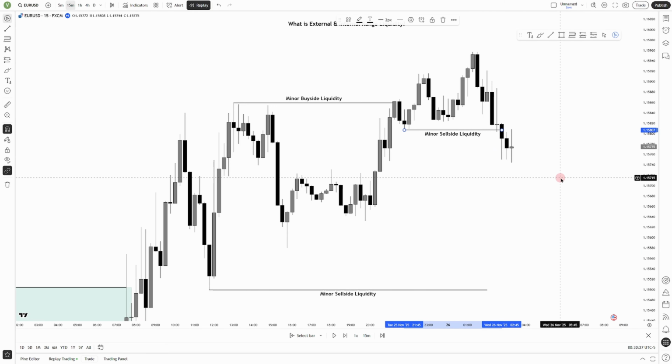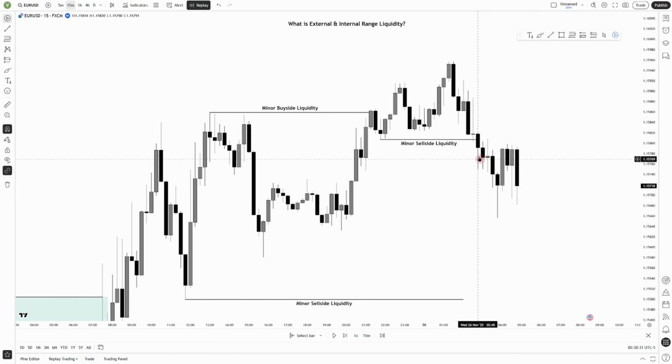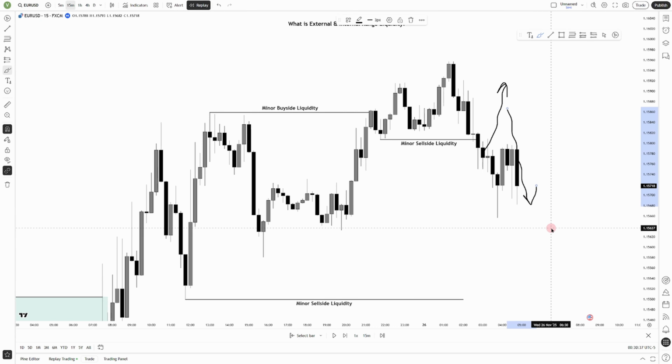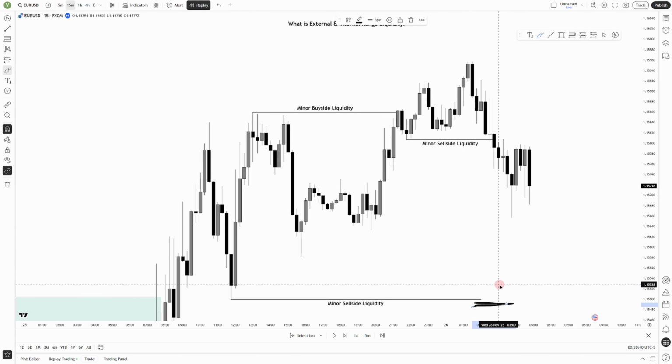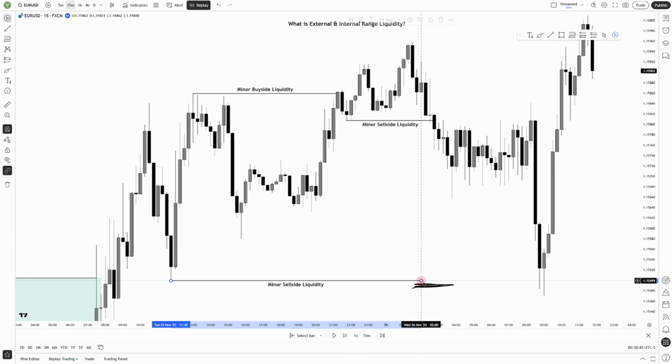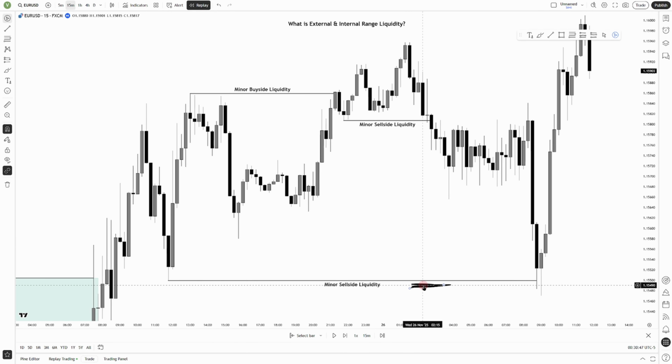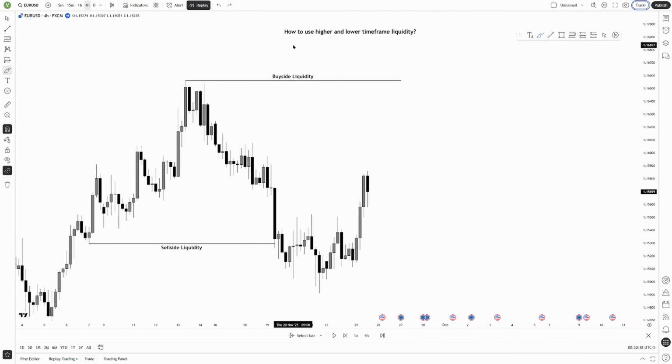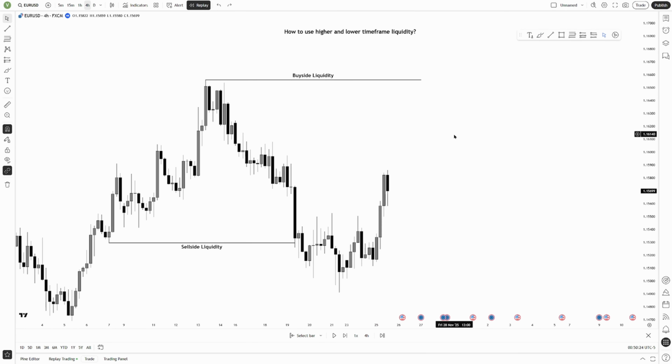Notice how, instead of moving to the upside, price displaced this liquidity level. So we know that the price will go towards the sell-side liquidity. And now right here, the liquidity has been swept. That's how the internal structure is used to determine what price will do next. Now I will explain how higher and lower timeframe liquidity works and how to use it within your trading model.